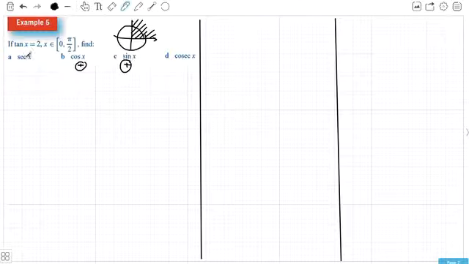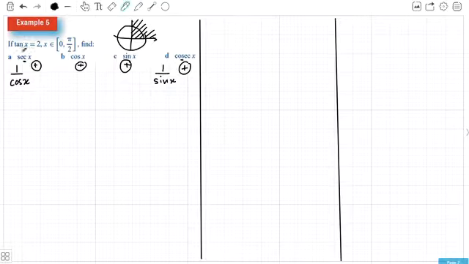Now for sec, remember, look at that third letter, it's C for cos. Sec is 1 over cos x. Because cos x is positive, sec will also be positive. And again with cosec, the third letter is S, S for sine, 1 on sine x. Sine x is positive, so 1 over sine x will be positive too. So all of my answers here are going to be positive.